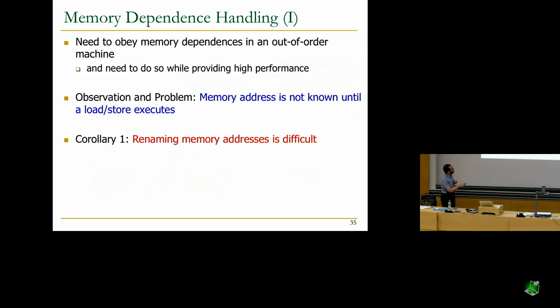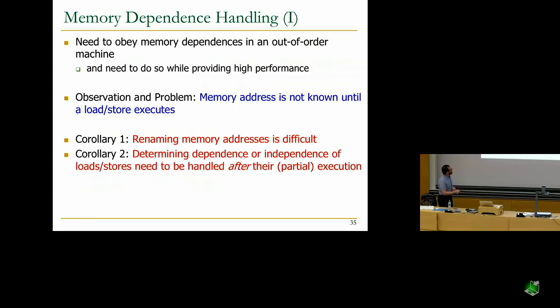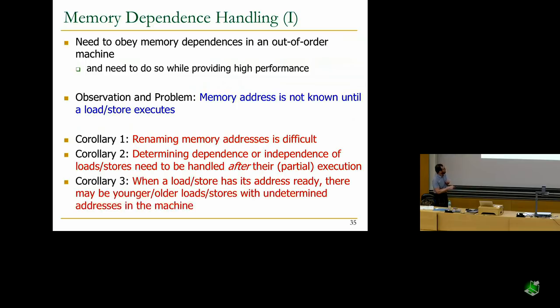So basically, the first corollary is renaming memory addresses is difficult because you cannot do it at the beginning of the pipeline, just like we did it over here. If it's at the end of the pipeline while you're executing it, it's a bit too late, isn't it? Because you already fetched the instructions into the reservation stations. If you think about fetching loads and stores, it's too late. Determining the dependence or independence of loads and stores needs to be handled after their partial execution. That's what the first corollary leads to. So how do you do that? Now we have a part of the machine that's going to look a little bit different. The third corollary is when a load or store has its address ready, which means that you've done the address computation, there may be some younger or older loads and stores with undetermined addresses in the machine.